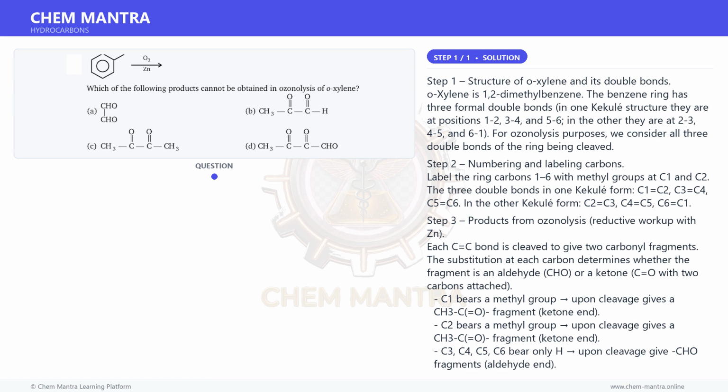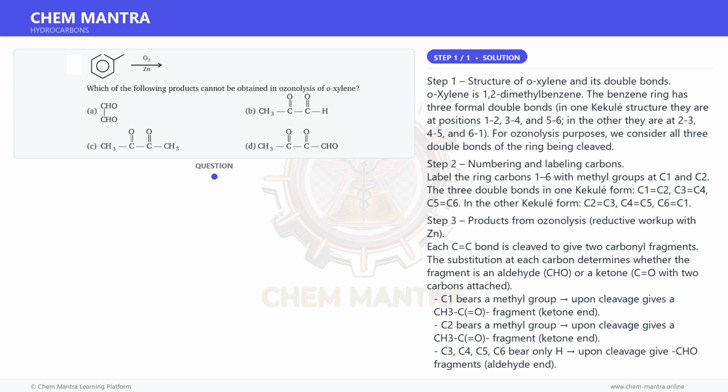Step 5. Evaluating option D. Option D is CH3-C=O, C=O, CHO, a compound with a methyl ketone, a second ketone carbonyl, and an aldehyde on the same 3-carbon chain, i.e., 2,3-dioxobutanal or 3-oxobutanal type. For this fragment to form, we would need a carbon bearing a methyl group directly bonded to a carbon bearing only H in the ring, and that second carbon would need to be bonded to another carbonyl carbon that is also adjacent to another CHO.